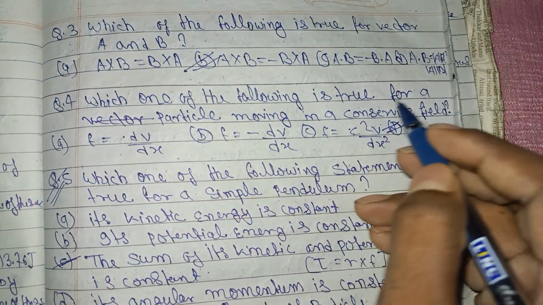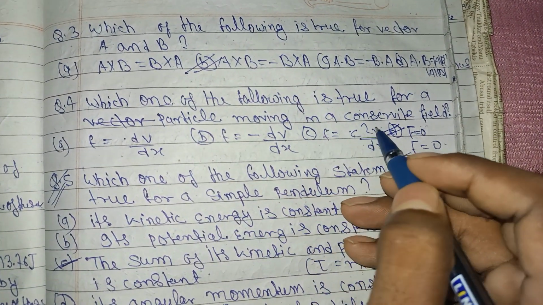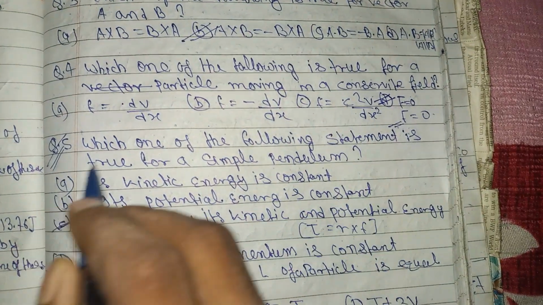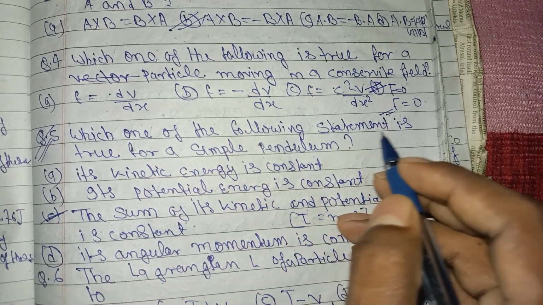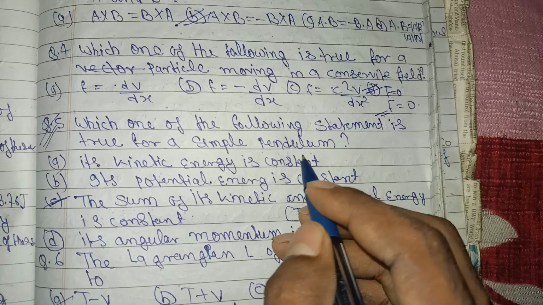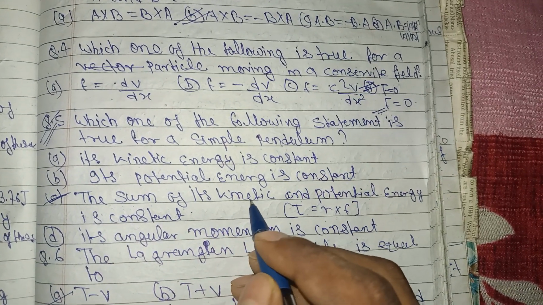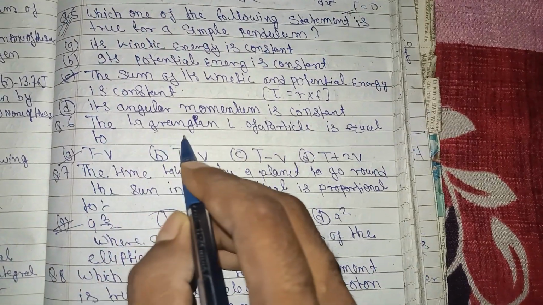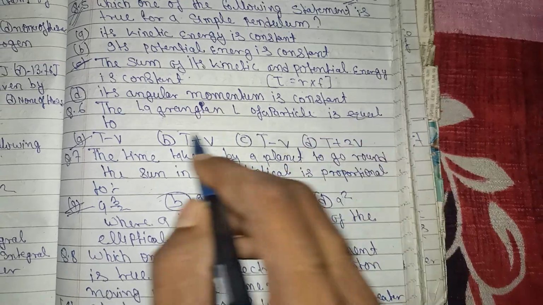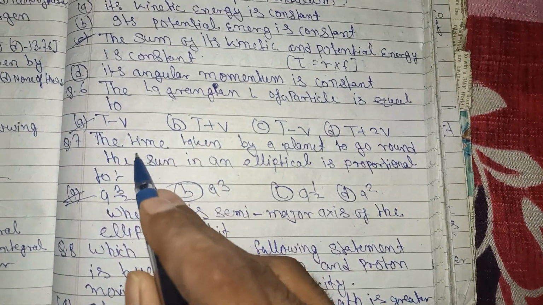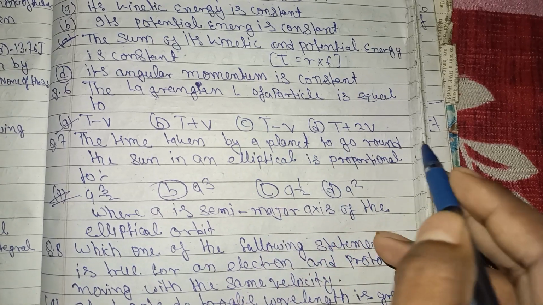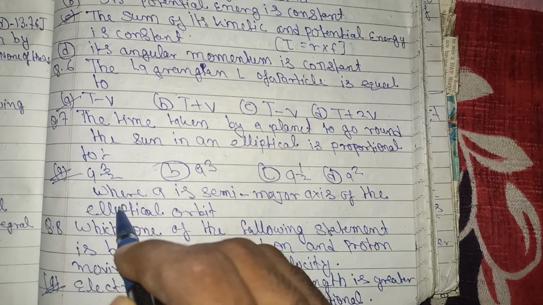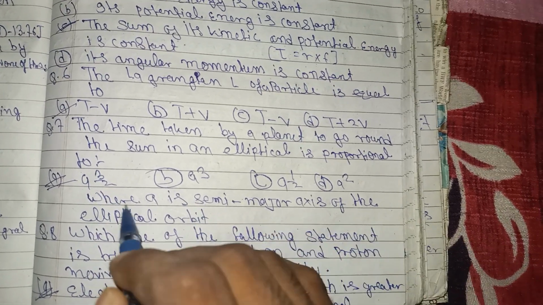Which one of the following is true for a particle moving in a conservative field? So curl F is equal to 0. Which one of the following statements is true for a simple pendulum? The sum of its kinetic and potential energy is constant. And question number 6: the Lagrangian L of a particle is equal to T minus V. The time taken by a planet to go around the sun in an elliptical orbit is proportional to a to the power 3 by 2, where a is the semi-major axis of the elliptical orbit.